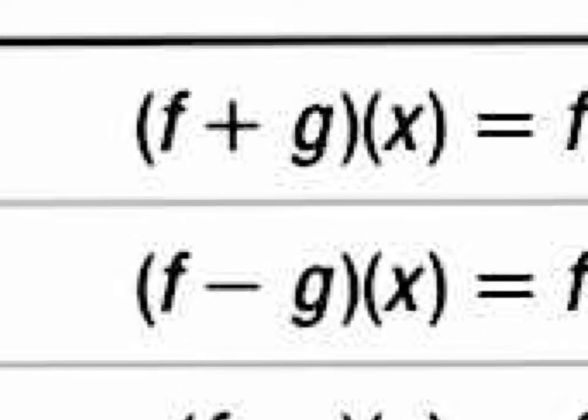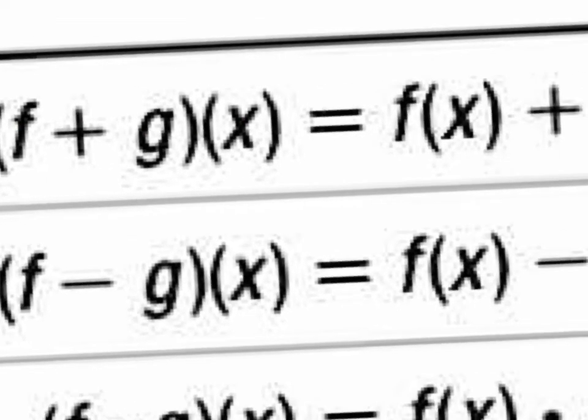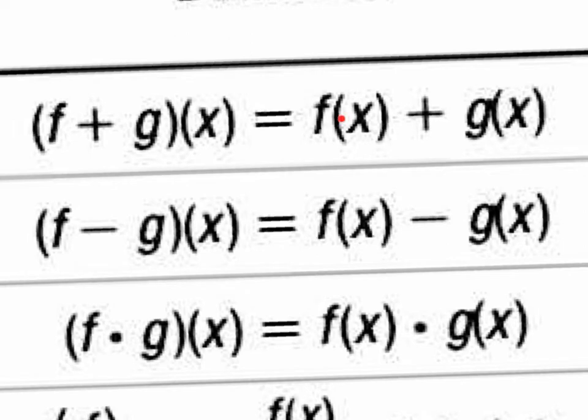All right, so right here it reads f plus g of x, but in reality what that means is to simply take whatever your f of x function is, write it here, put a plus sign, write your g of x function there, and then combine like terms. That's what it means, right?